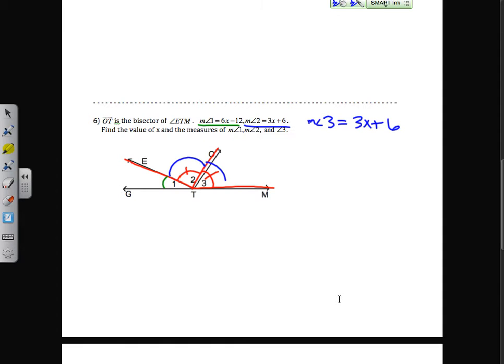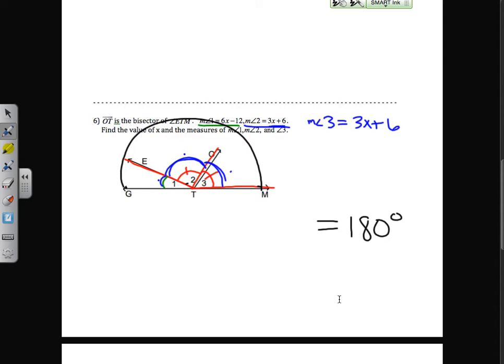So I know all the parts, right? I have this part, 6x minus 12. I have this part, 3x plus 6. I have this part, 3x plus 6. And I want to do part plus part plus part equals whole. But what is this whole? It's from here to here. It's a semicircle, that angle GTM. So if I add up all the parts, they're going to equal 180 degrees.